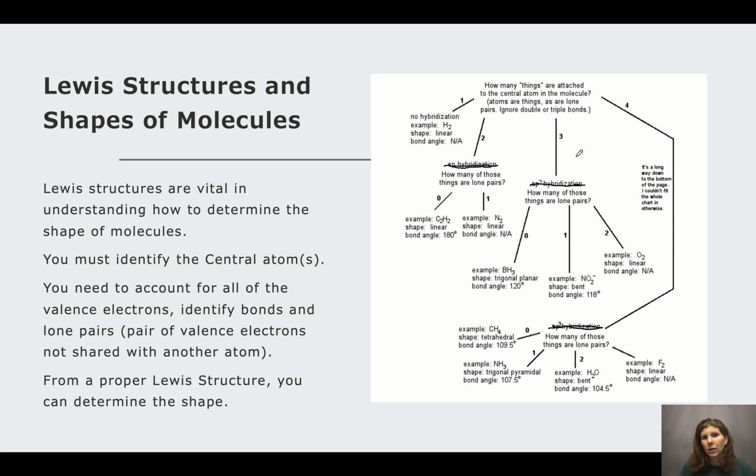If you have 3 things, 3 domains, you can either have no lone pairs, 1 lone pair, or 2 lone pairs. No lone pairs will give you the shape trigonal planar. So if you have 3 things attached to the central atom and none of them are lone pairs, then the shape is going to be trigonal planar. If one of those things is a lone pair, then the shape is bent. And if 2 of those things are lone pairs, now the shape is linear.